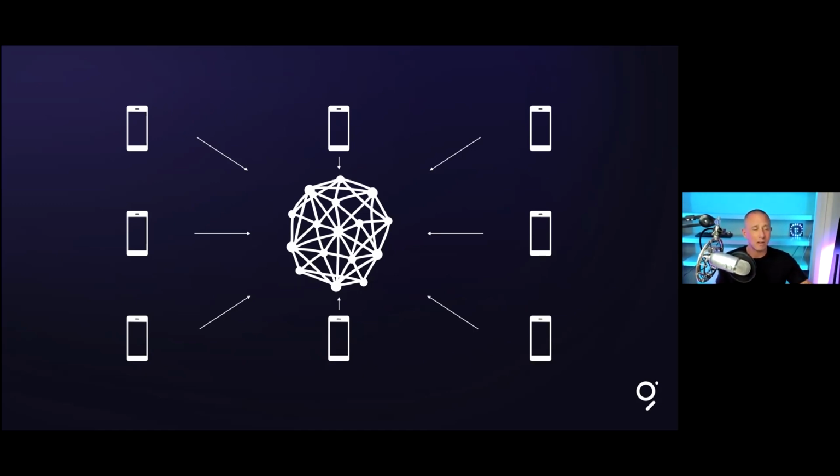So if a single node goes down, it's almost like the Ethereum network or any blockchain network. You're not relying on a single source of truth. You have a network that is keeping that data in sync.